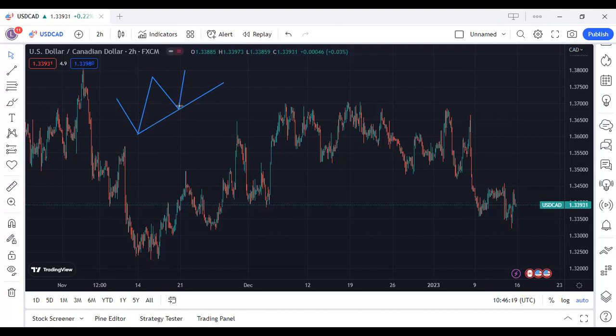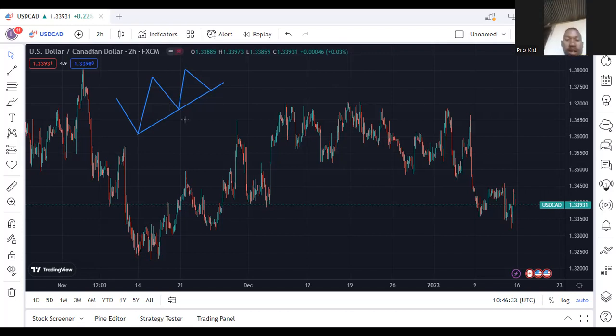So what you're going to do now is wait for the price to get back to the same trend line. This is where you're going to take a trade, and then we're going up. Can you see it? That's simple. So let's check if the price is going down. Yeah, you got it.